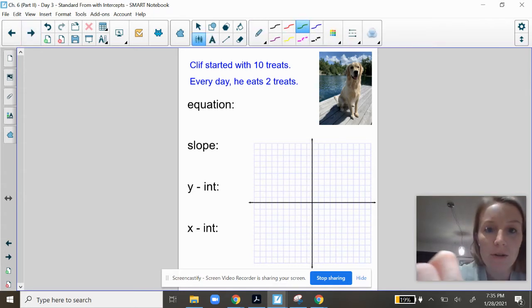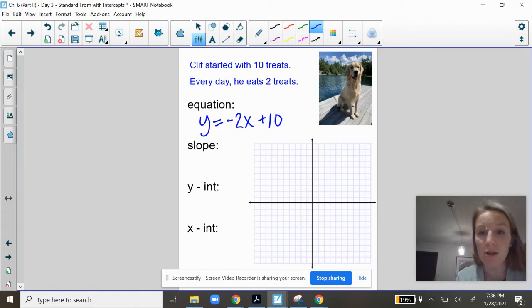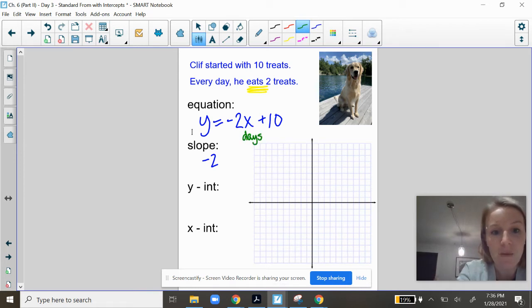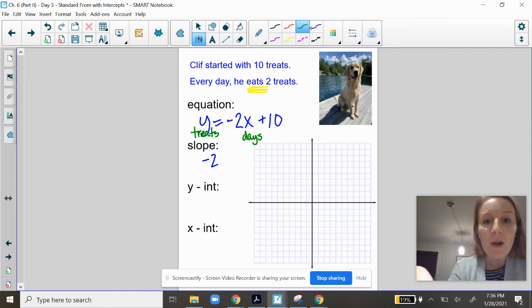All right, you're back. So, Mr. Cliffy, let's see. His equation here is going to be y equals negative 2x plus 10. Let's start with our slope. He is eating 2 treats every day. That makes my slope negative, right? Because the amount of treats is going away. So we can think about this x as being our days and y as being our treats. So the slope is negative because if he's eating it, the number of treats is decreasing, okay? My y-intercept then is going to be 10 because that's how many treats Cliff started with, okay?